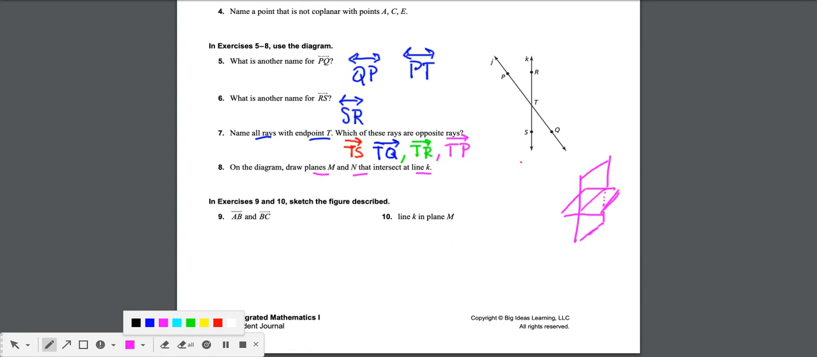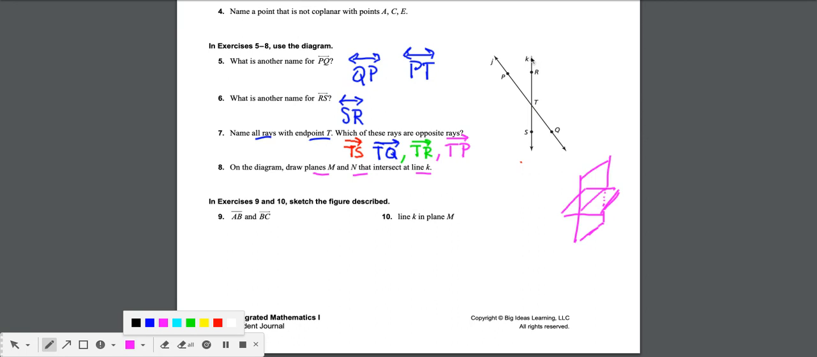So 2 planes, if they intersect, I guess they could be parallel, but if they intersect, they will always intersect at one line. Not 2 lines, not possible. Just simply one. So let's put that on here and label them M and N. This is tricky and just takes practice being able to draw a plane M intersecting at line K.